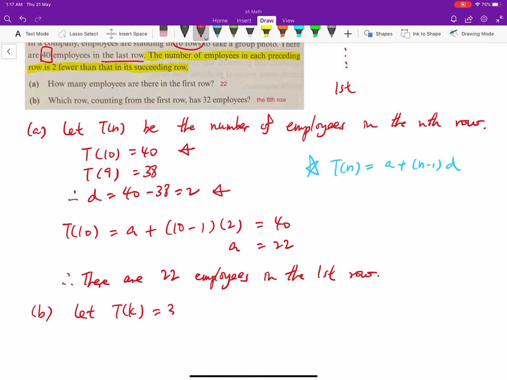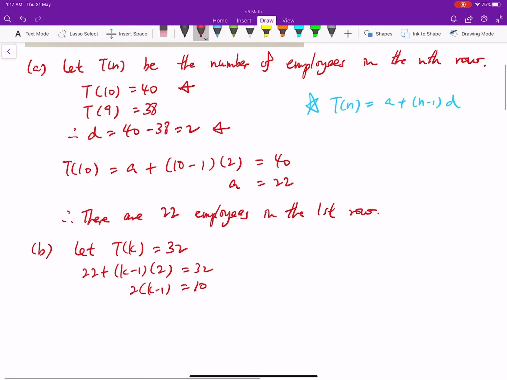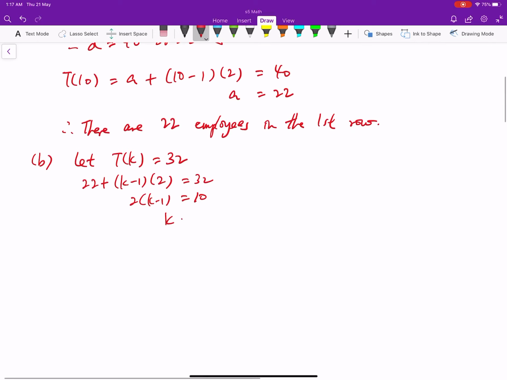So we just simply let Tk equal to 32, right? So we try to find k by using the formula. Now a we found is 22 already. So a plus (n minus 1)d, then you get 32. So 2(k minus 1) is 10. So k minus 1 is 5. So k is 6. Then we get a conclusion: the 6th row has 32 employees.